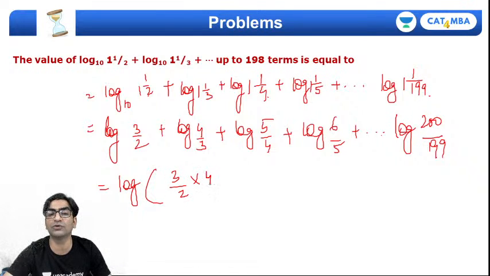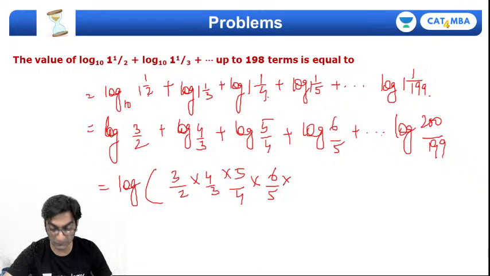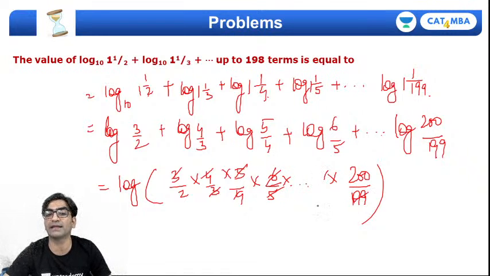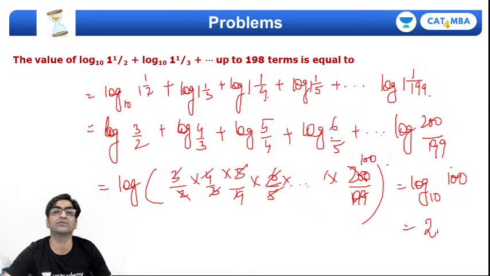So 3/2 into 4/3 into, you can see what's happening here, right? All the way till you reach 200 over 199. Right? So clearly 3, 3, 4, 4, 5, 5, right, will get cancelled out. All the way till 199 will get cancelled out. You will be left with 200 upon 2, which means this will become log in the base 10 of 100. What power of 10 makes 100? The second power, right? Because this has become 100 because 2 into 100 is 200. So my answer to this question is 2.